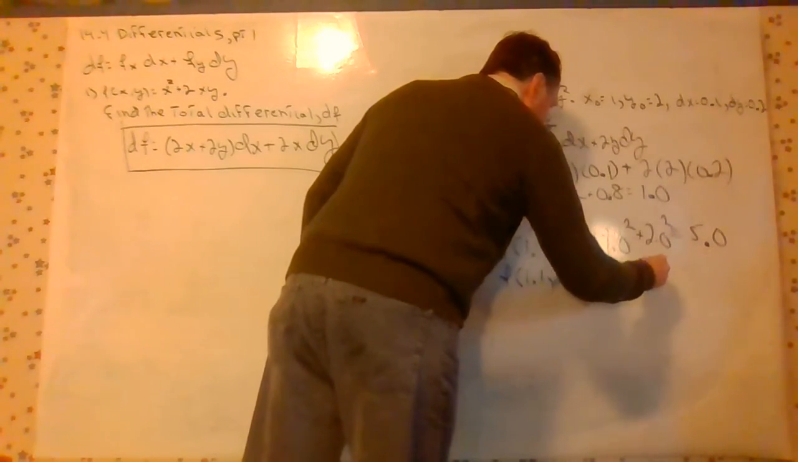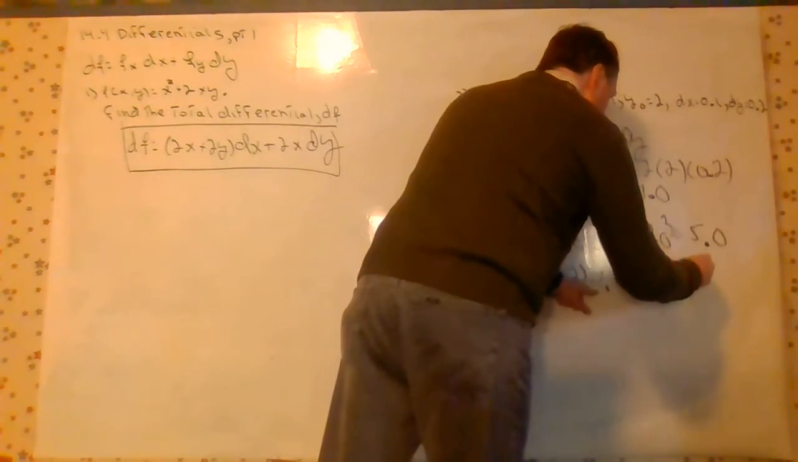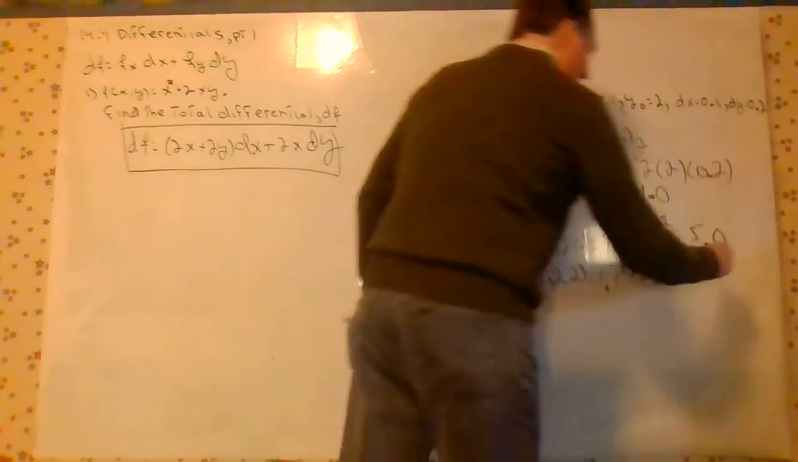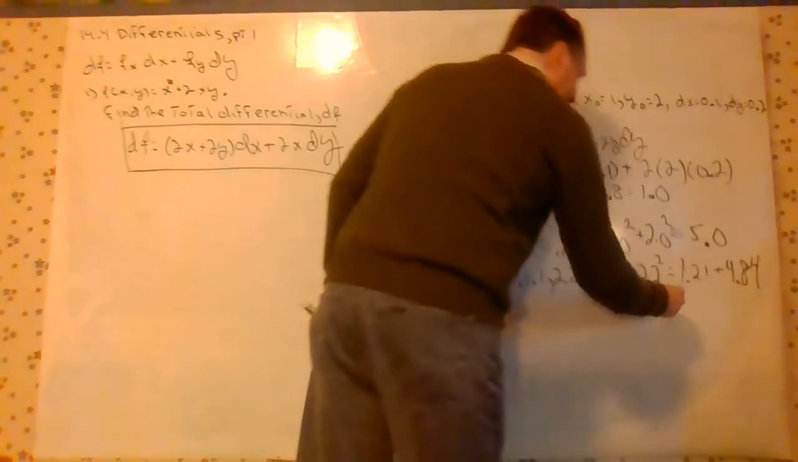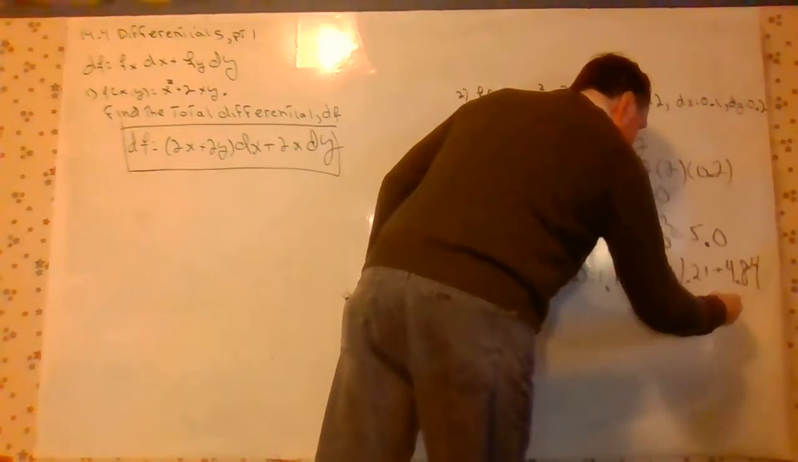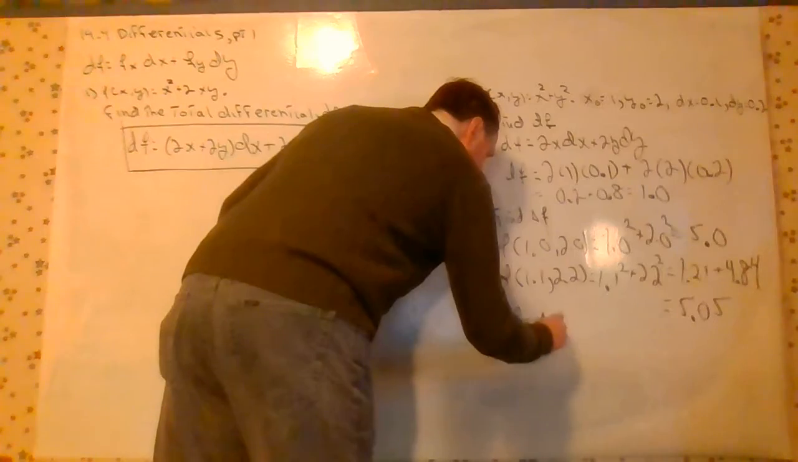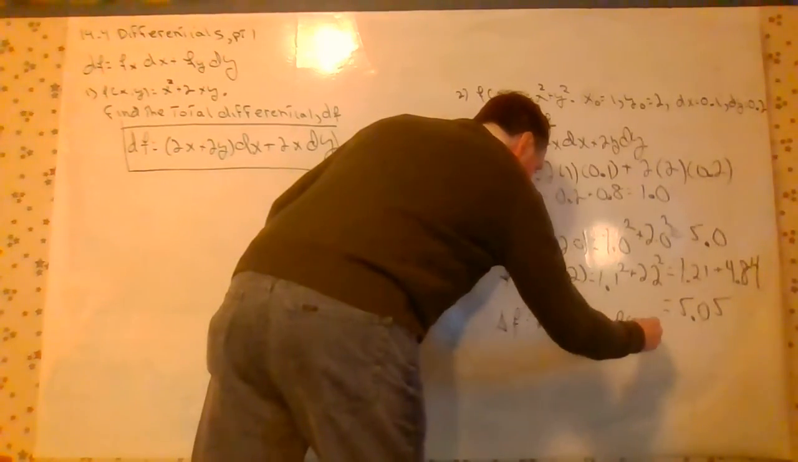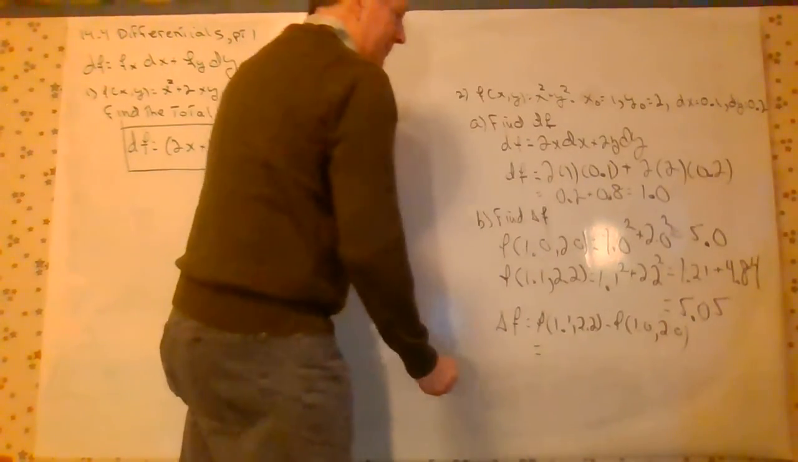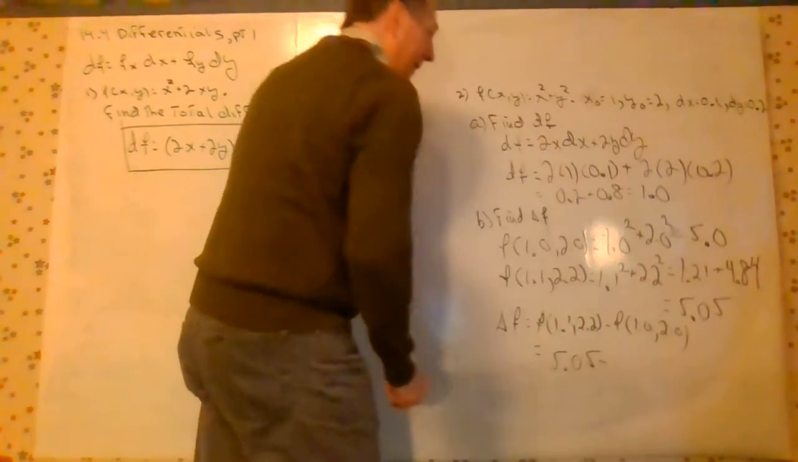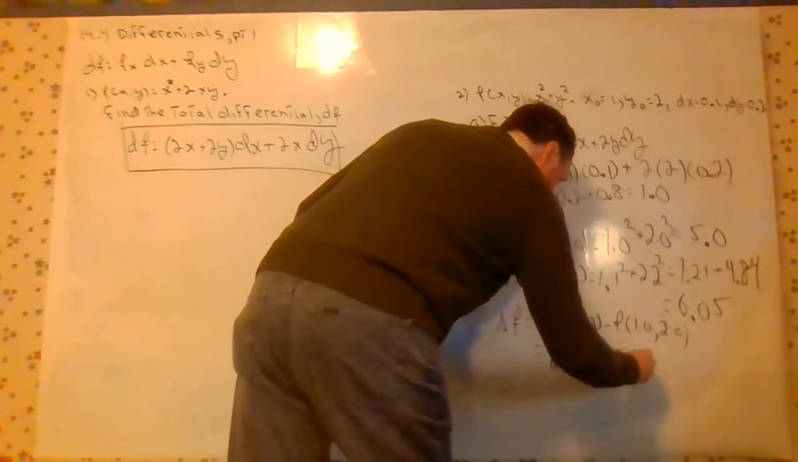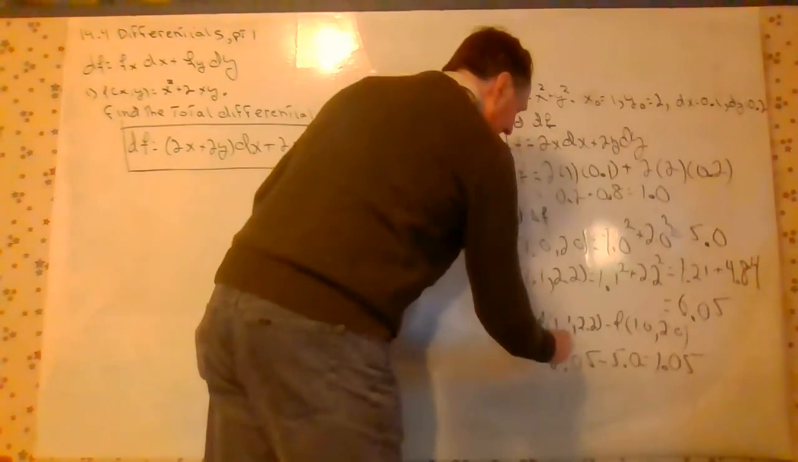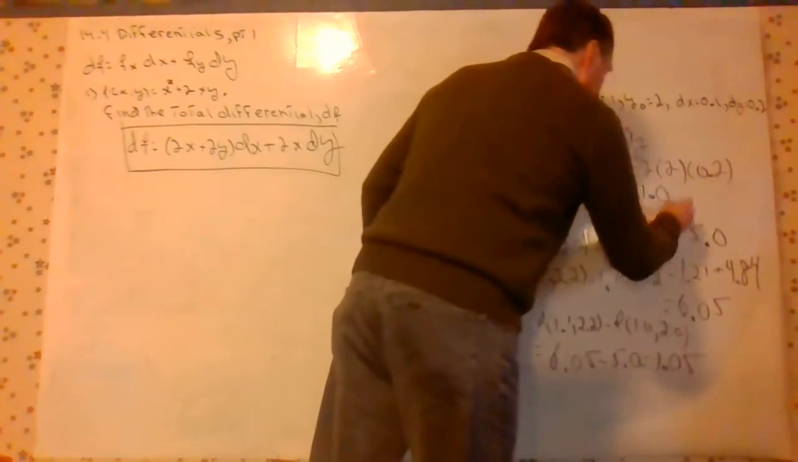That's 1.1 squared plus 2.2 squared. 1.1 squared is 1.21. 2.2 squared is 4.84. Okay, and if we add that together, we get 6.05. Now delta f is just going to be the subtraction of the two. f(1.1, 2.2) minus f(1.0, 2.0), which is equal to 6.05 minus 5.0, which is 1.05.